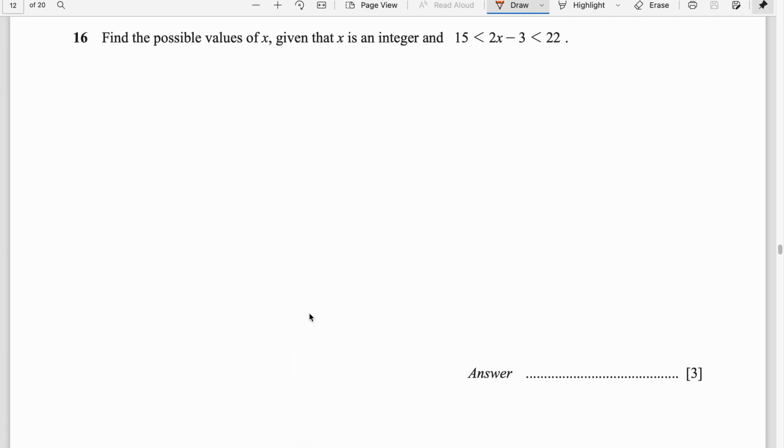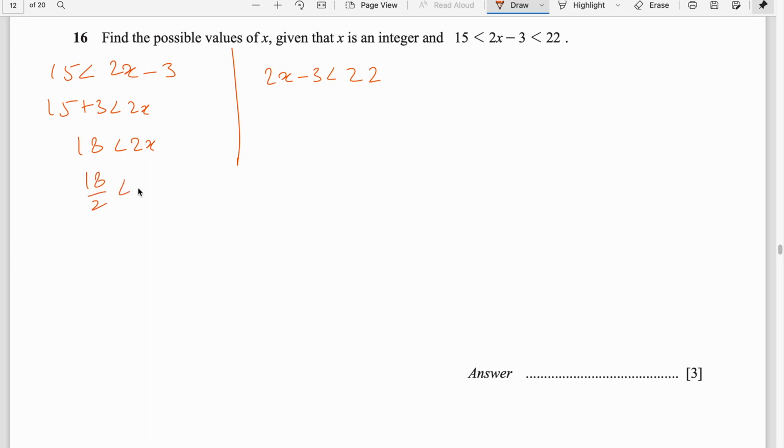Question number 16. Find the possible values of x given that x is an integer. So these are two inequalities. Write them separately. 15 is less than 2x minus 3 first, and 2x minus 3 is less than 22 is the second inequality. 15 plus 3 less than 2x, 18 less than 2x, 18 by 2, 9 is less than x.